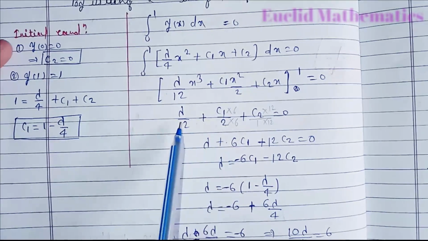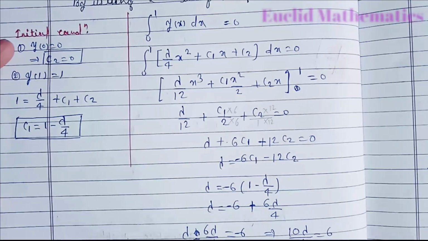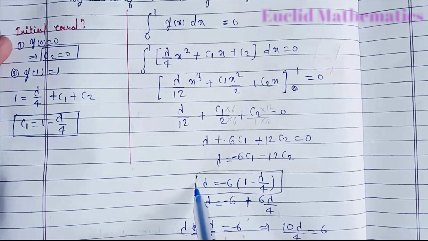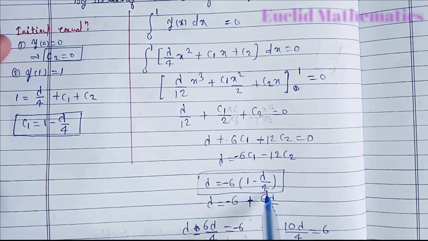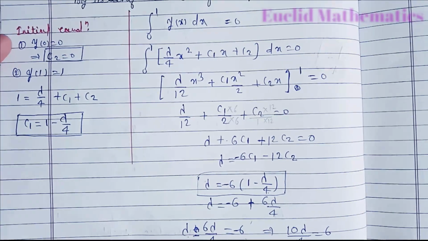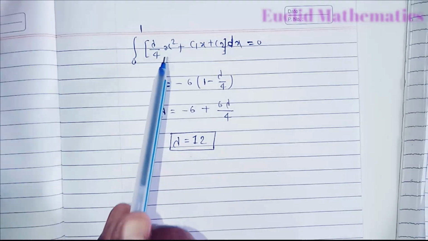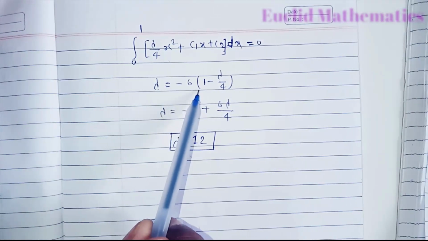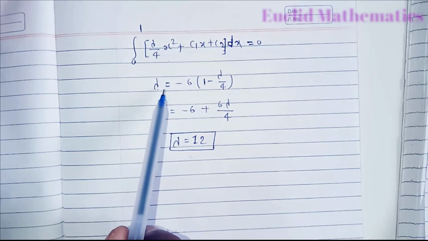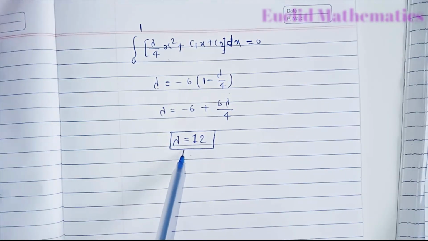After applying the limit we get lambda equal to minus 6 into 1 minus lambda by 4. Now solve that for lambda further. After solving the integral we got lambda equal to minus 6 into 1 minus lambda by 4. After calculation of these we get the value for lambda.